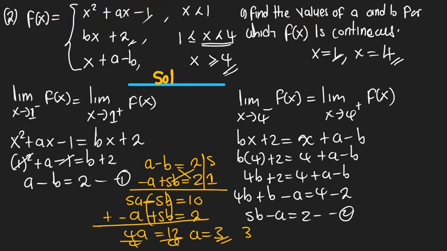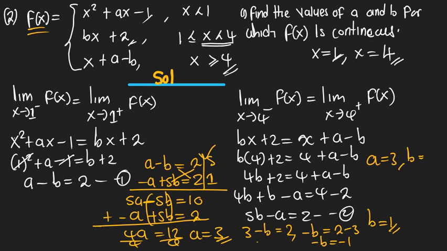We are using the upper equation, which is this one: a minus b is equal to 2. So this is going to be minus b is equal to 2 minus 3, which is going to give me minus b is equal to minus 1. So your b is equal to 1. So for this particular function to be continuous, a must equal 3, b must equal 1. And you get your full 8 marks for that.